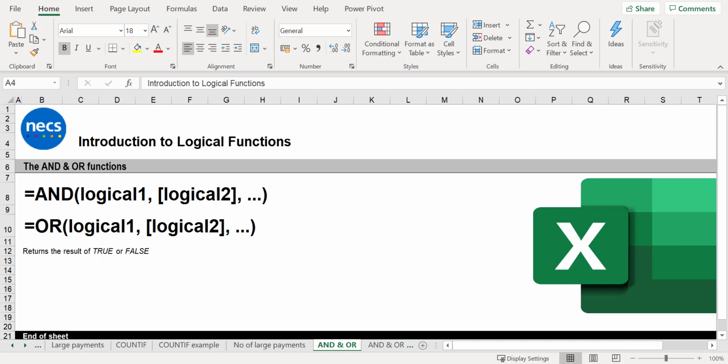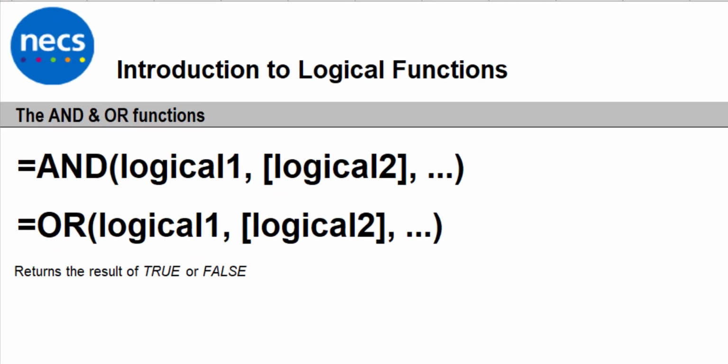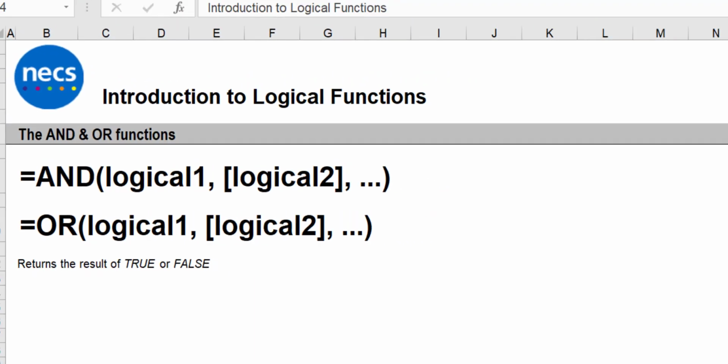The AND and OR functions only return the result true or false. Both functions require a series of logical conditions. When using the AND function, all conditions must be met for the function to return the result of true, otherwise false is returned. When using the OR function, only one condition must be met for the function to return the result of true, otherwise false is returned.